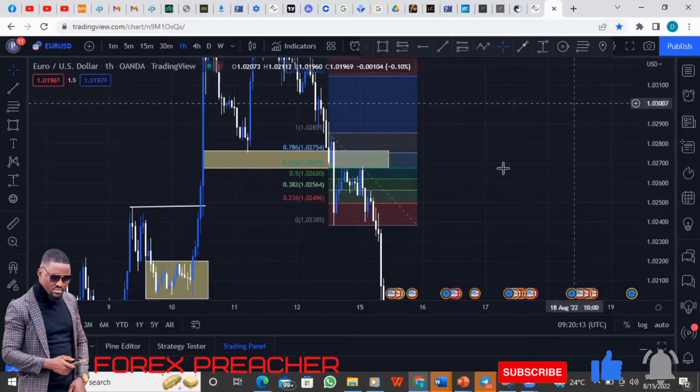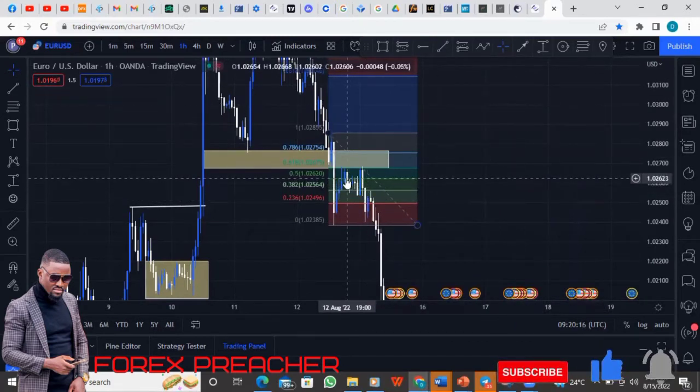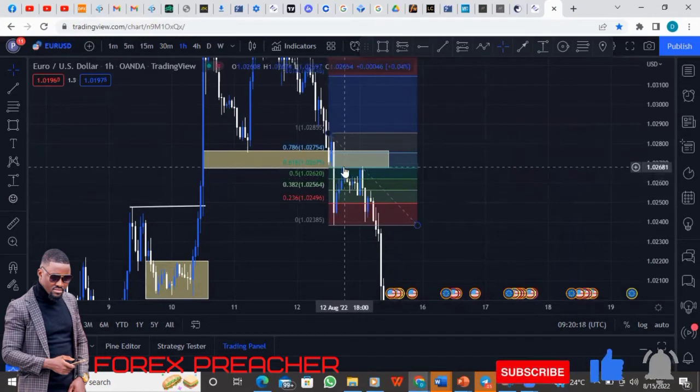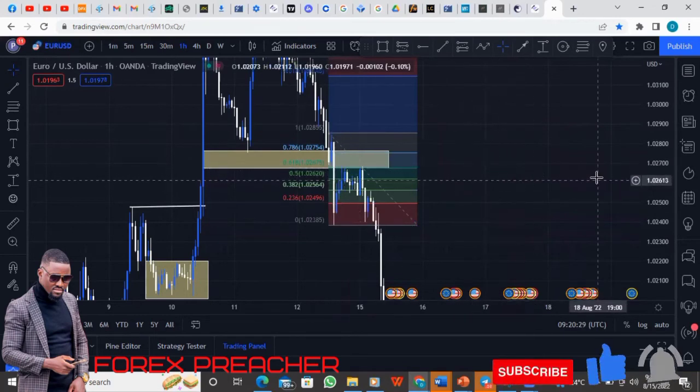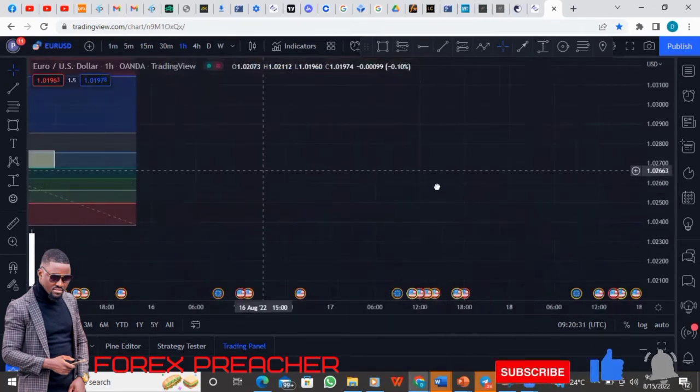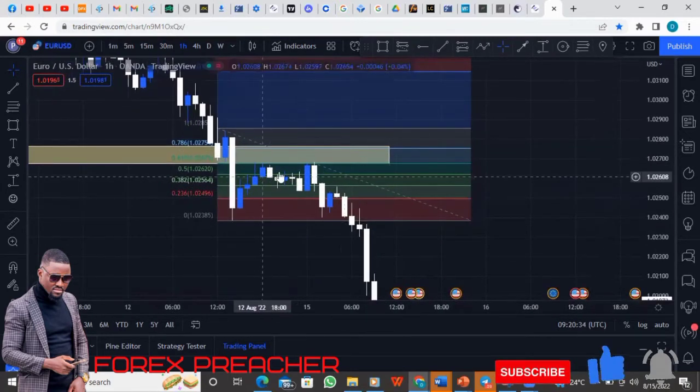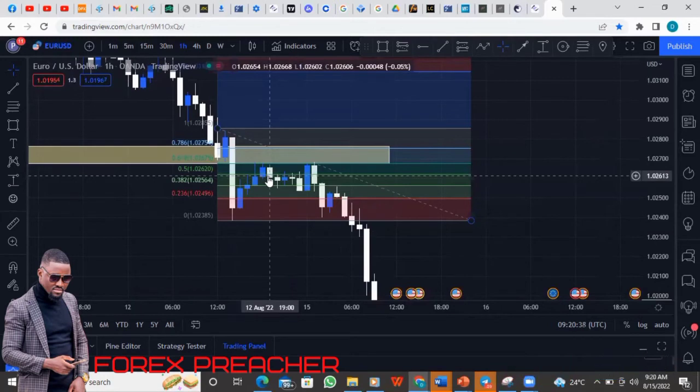Now we can all see that this is the 38, this is the 50, and this is the 61. So when it got to the 61, we can clearly see the rejection. Price action also formed over there, as we can all see, the tweezer tops. Tweezer top is a reversal pattern that clearly tells us that the market will come down, or the market will reverse to the downside.